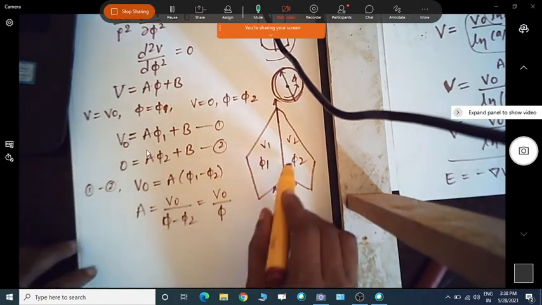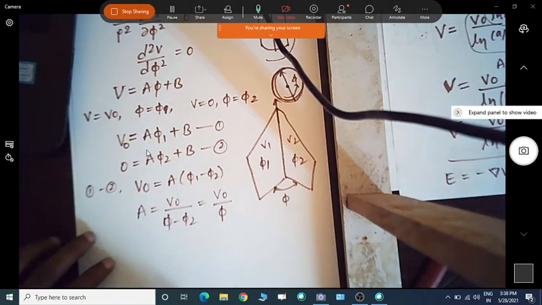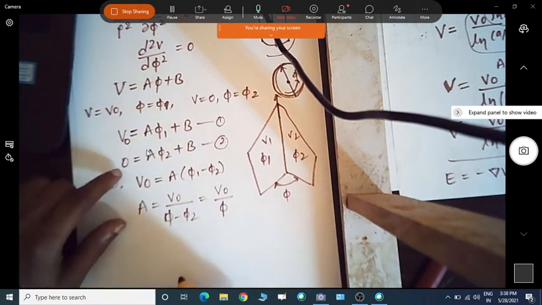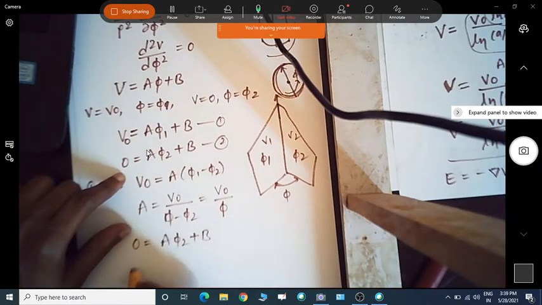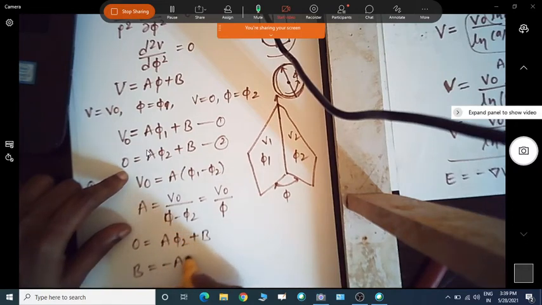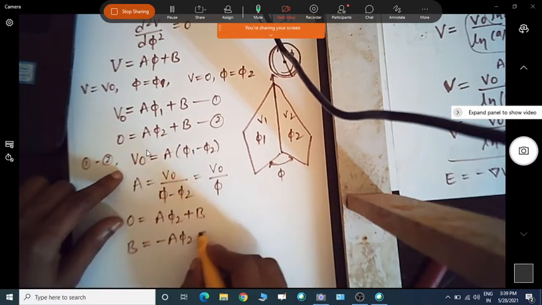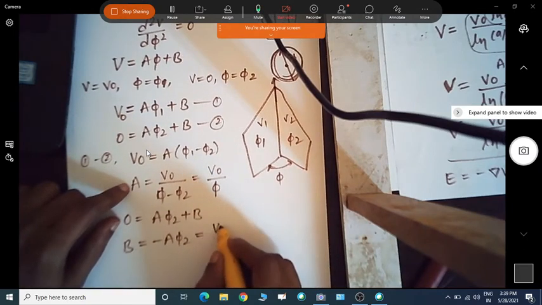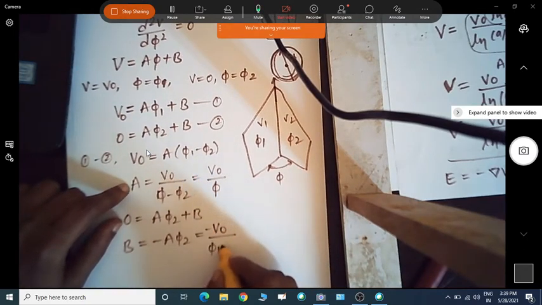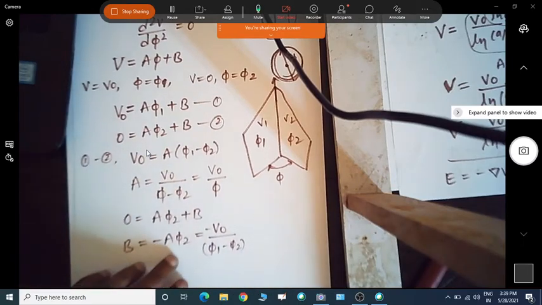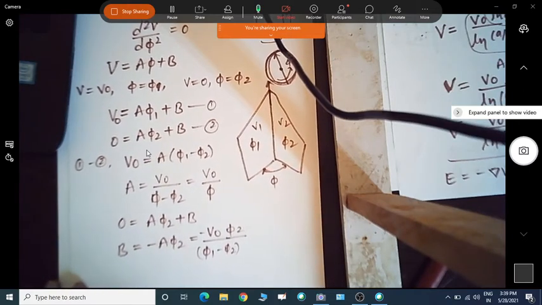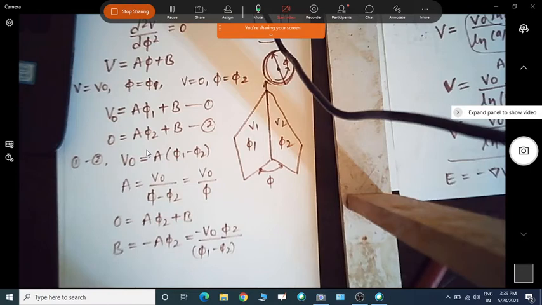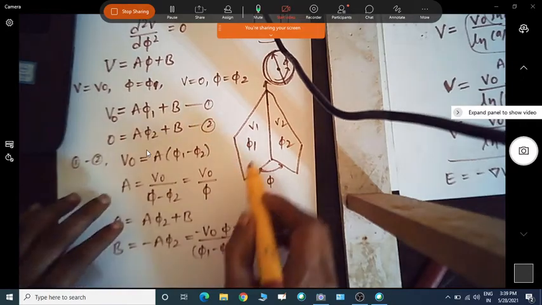So in general the difference between the angles we can take as phi, and if I substitute the value in the second equation, which is a phi 2 plus b, we are going to get b equal to minus a times phi 2. So now we have a equal to v naught by phi 1 minus phi 2, into phi 2. That is the solution.